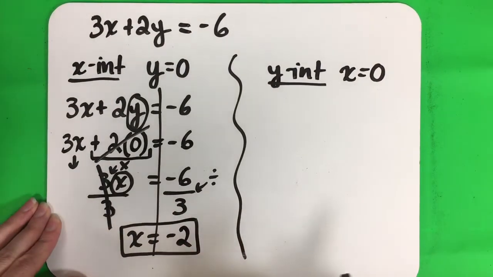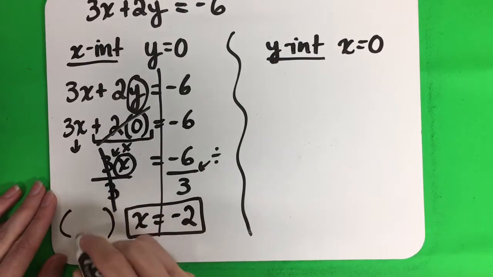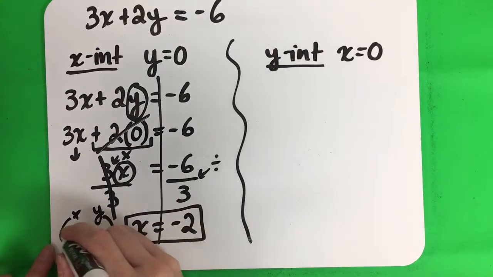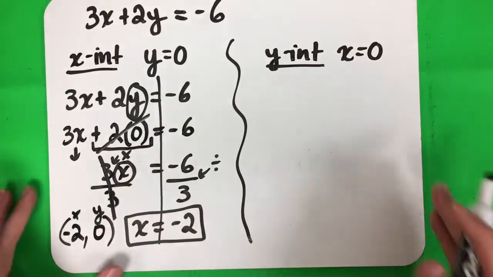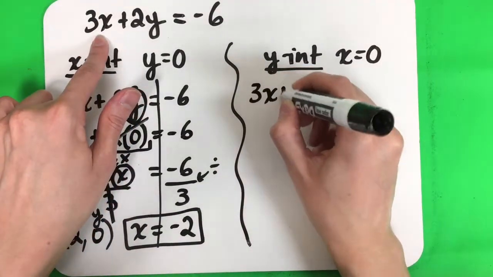And let's write it as an ordered pair. So that would be, so here's x, here's y. X is negative 2, so y we said was 0. Okay, there it is. Let's do it again for the y-intercept. So copy the question.